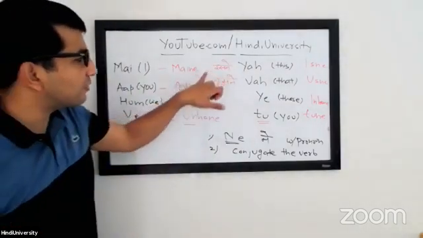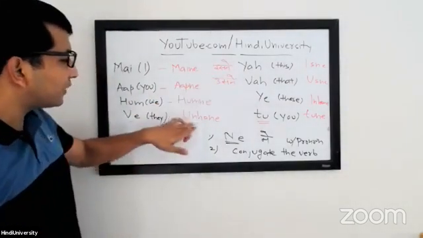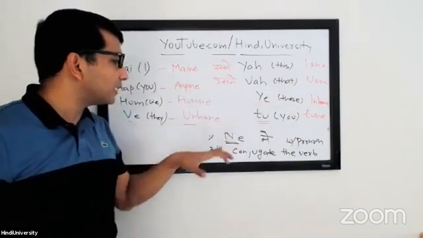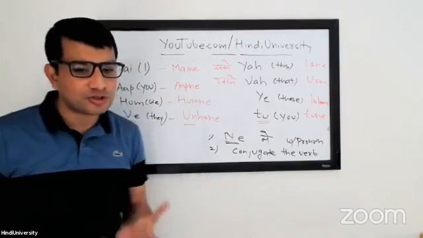Awesome. So just remember that. These four can be tricky: isne, usne, inhone, and unhone. They can be slightly tricky. So just remember that.